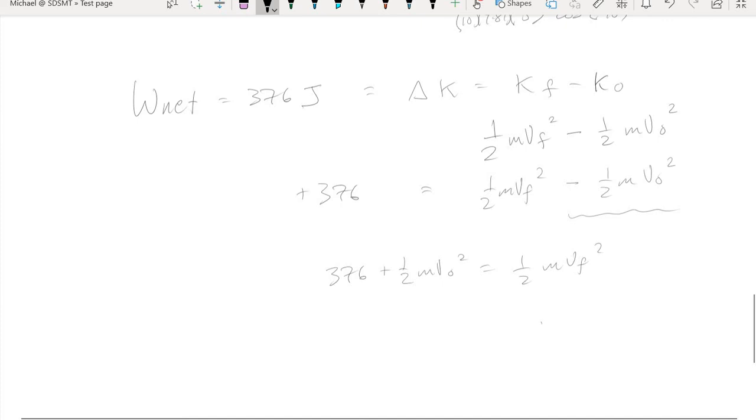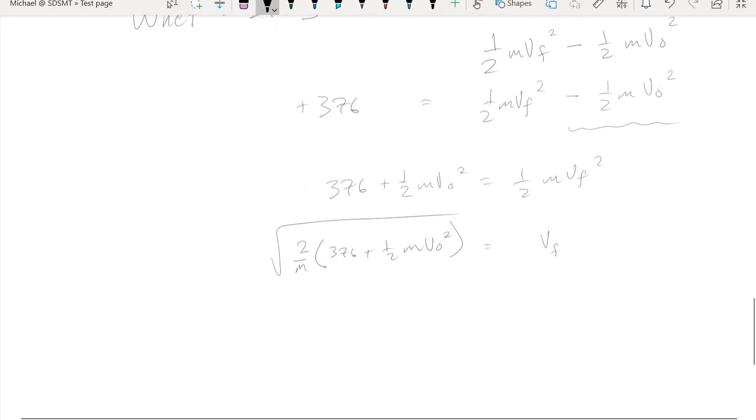We're solving for the final velocity. So that means I need to multiply everything by 2, divide everything by the mass, and then take a square root. And that'll be our final velocity.